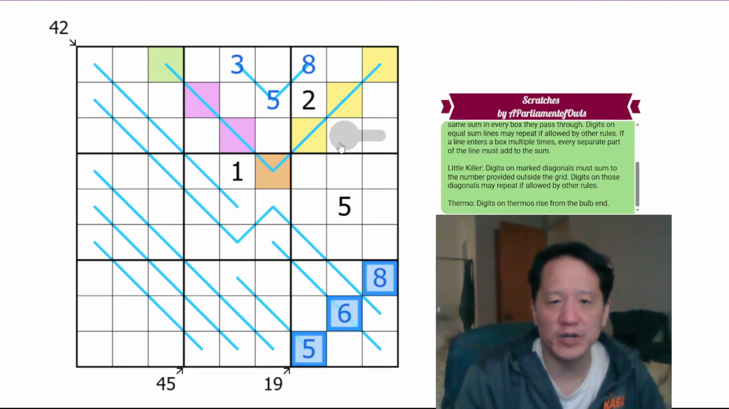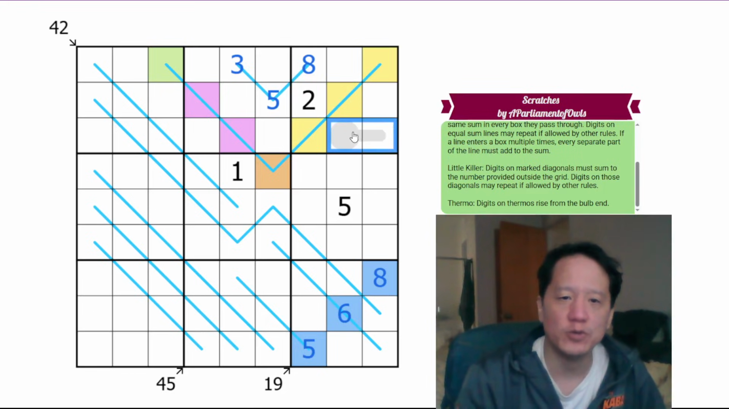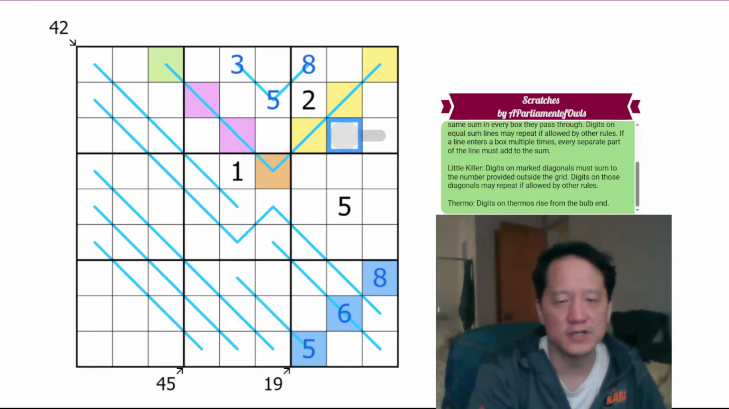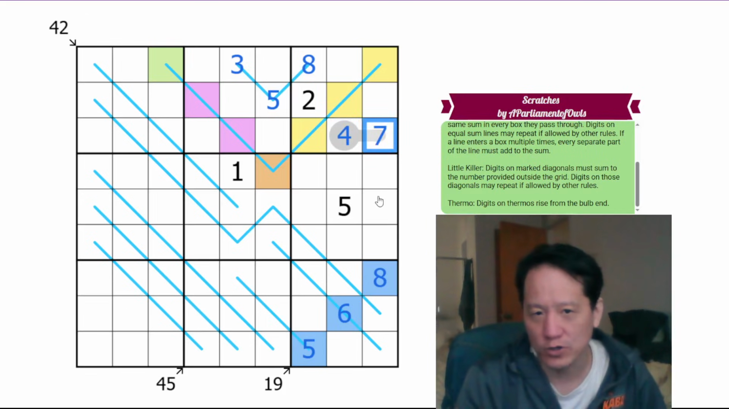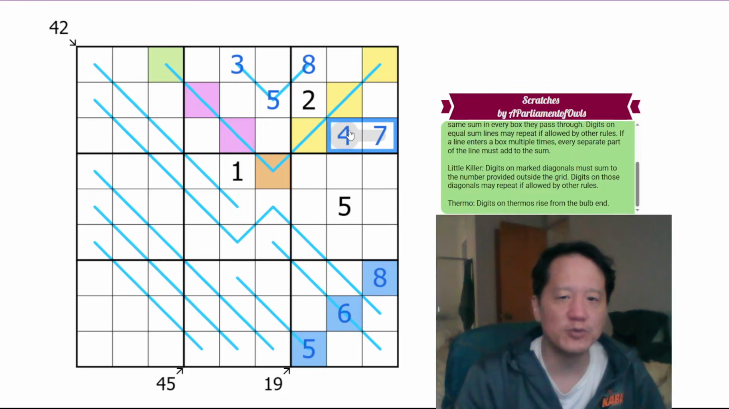And finally, we have thermo, where digits on a thermo rise from the bulb end. It basically just means that this digit is smaller than that. So anything like 4 and 7 works. That's an example of how thermos work. And those are all the rules.